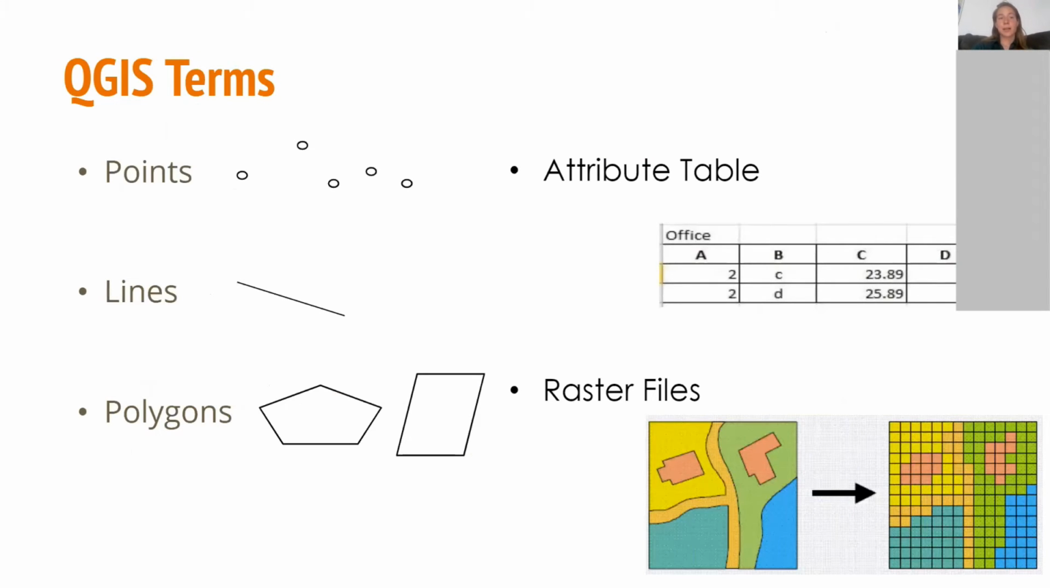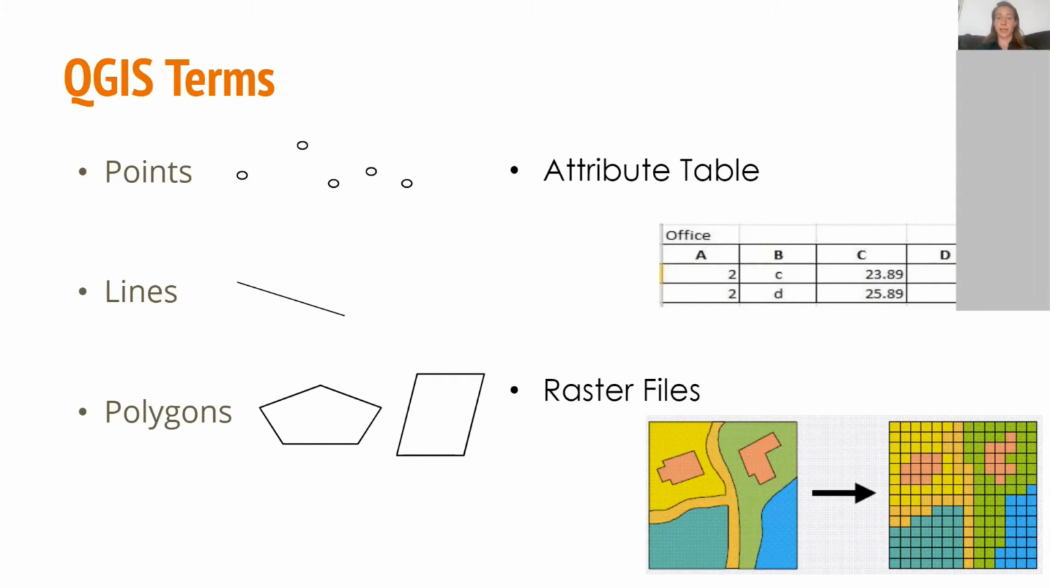Okay, so now some more general GIS, but especially for this workshop, QGIS terms. First, we have three different types of layers, or types of information, that we can bring into QGIS. The first two are points and lines. These two are pretty self-explanatory. You have individual points or individual lines, and each individual point or line will have its own data associated with it.